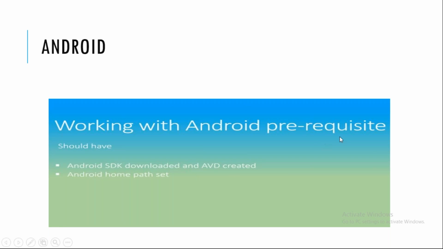Now for working with Android, there's a prerequisite. You should have the Android SDK downloaded and an Android virtual device created, and you should have the Android home environment variable set. Android can work in Windows, Android can work in Mac OS. But if you want to work with iOS, it requires Mac OS only. It will not work in your Windows. So you need to have the Android SDK downloaded and AVD created, which is the Android virtual device, and you need to have the Android home path set, the environment variable set out here.